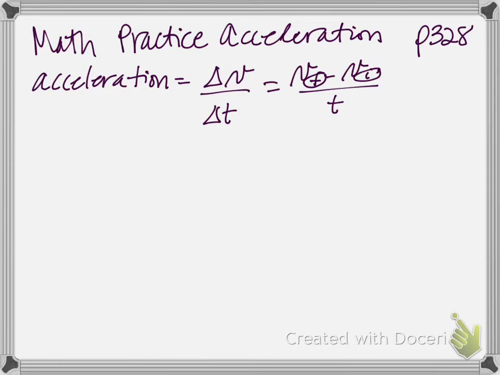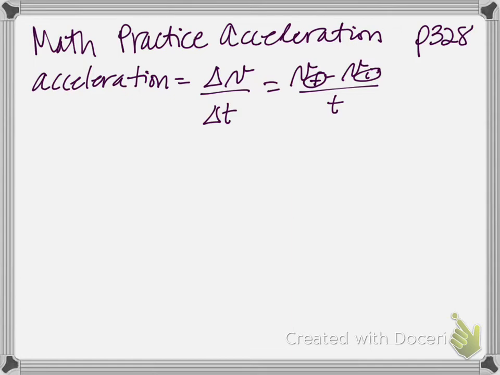So we're going to start with the sample on page 328 that says a flower pot falls off a second-story windowsill. The flower pot starts from rest and hits the sidewalk 1.5 seconds later with a velocity of 14.7 meters per second. And we're going to find the average acceleration of the flower pot. So we read our problem.